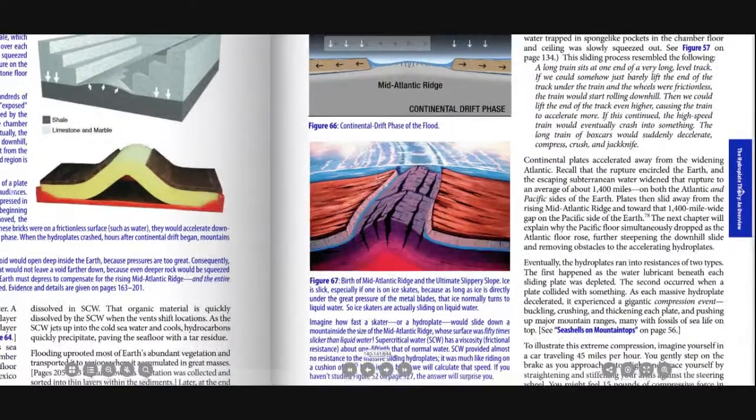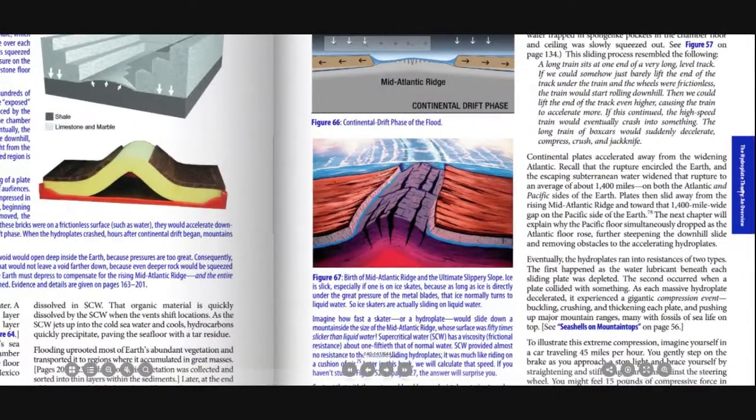Ice is slick, especially if one is on ice skates, because as long as ice is directly under the great pressure of the metal blades, the ice normally turns to liquid water. So ice skaters are actually sliding on liquid water.